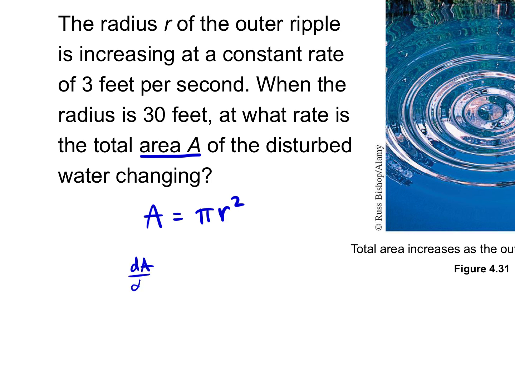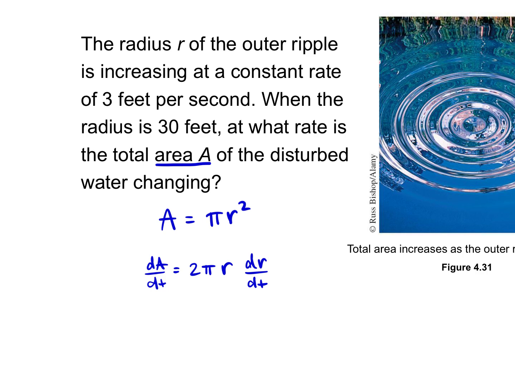dA over dt, perfect, is equal to, here, is pi a variable? No, pi is a constant. So that's just a constant out front. What's the derivative of pi r squared? 2 pi r dr over dt. So just think about that pi as a constant out front. If I had 4r squared, we'd multiply the 4 times the 2.